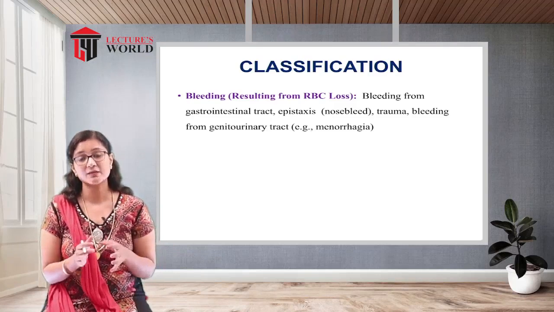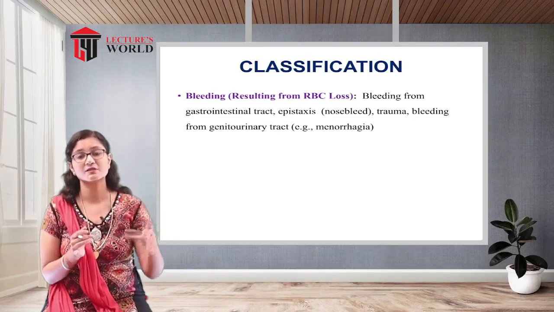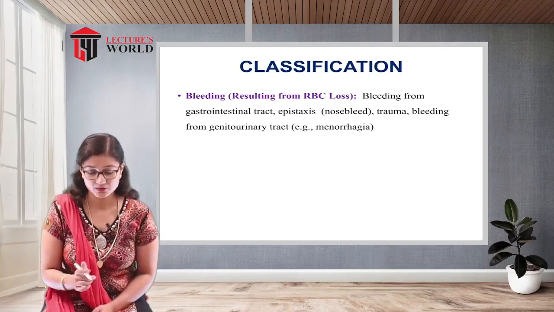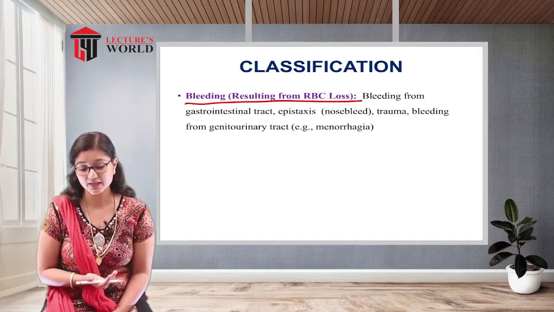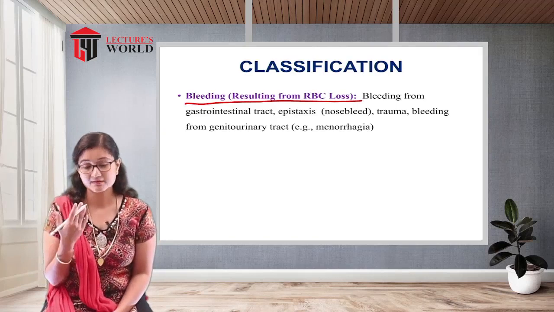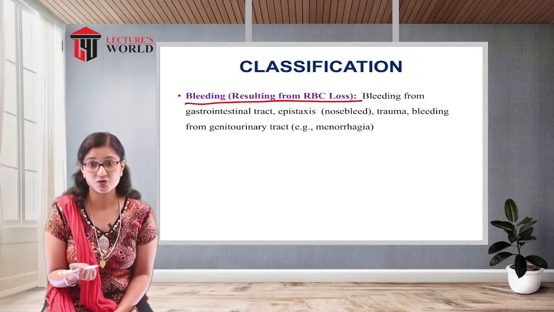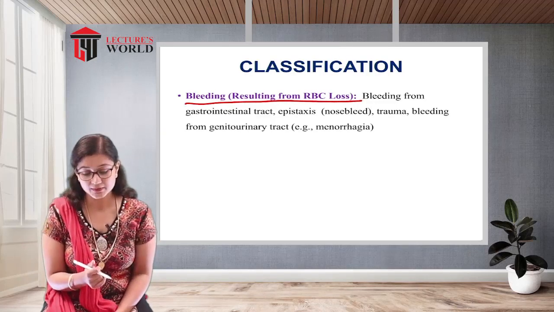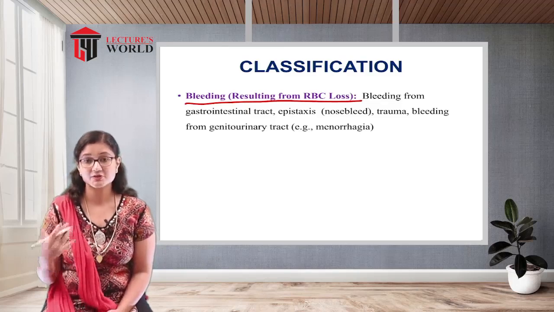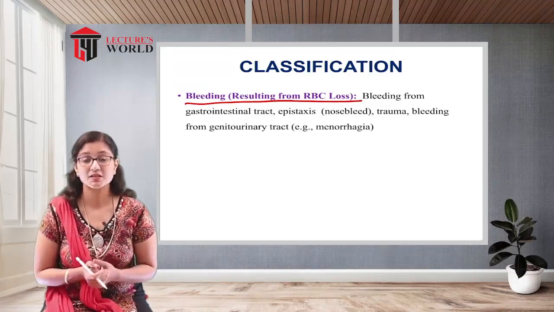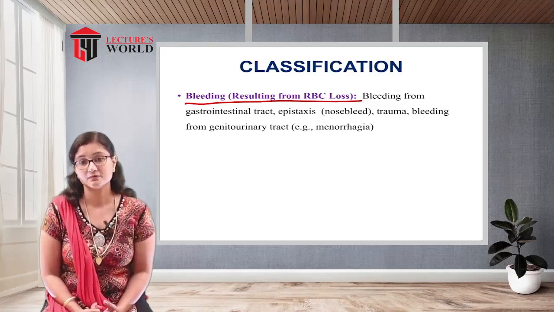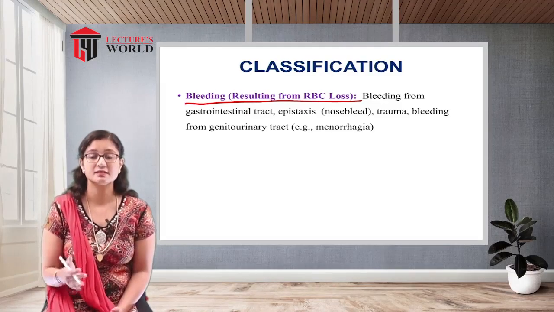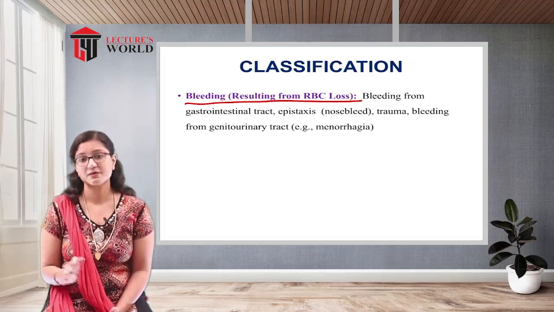Okay, so at that time we'll see there is a loss of RBCs from the body. Bleeding resulting from RBC loss: bleeding from the GI tract can be there, or epistaxis, that is nose bleeding, any trauma, road traffic accidents, bleeding from the genitourinary tract, that is too much menorrhagia, that is heavy menstrual bleeding in the patient. Those are the chances that there is loss of RBCs.